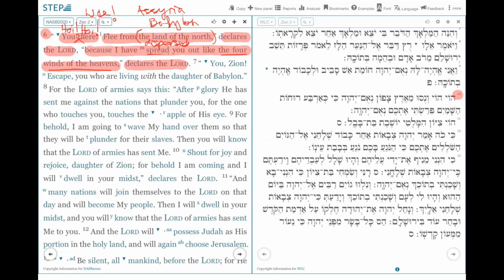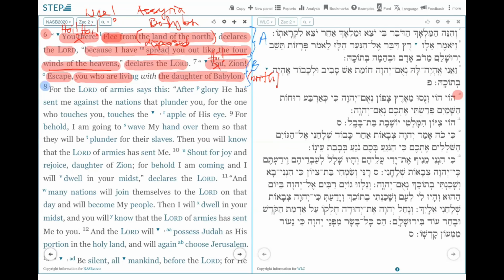In the next word, you, Zion. Again, we have this word, hoi. Zion, it doesn't mean you. It's an interjection to call. Hoi, Zion. Here is to flee, to escape. You who are living with the daughter of Babylon. And this is north. So what we see now is that verse 6 is an A, verse 7 is a B. And that is how these words are being read.